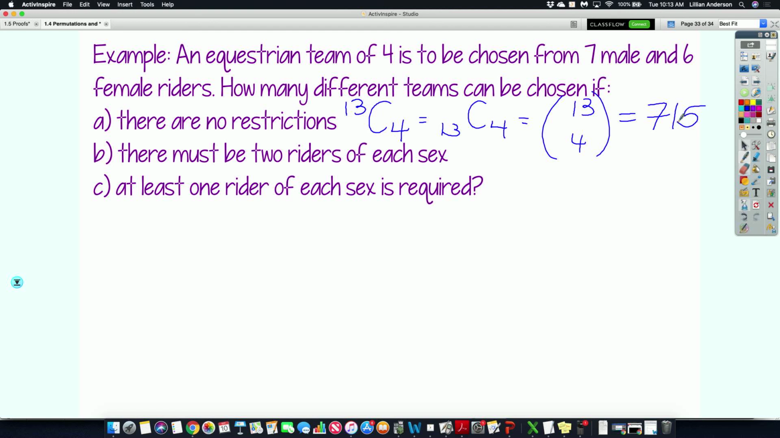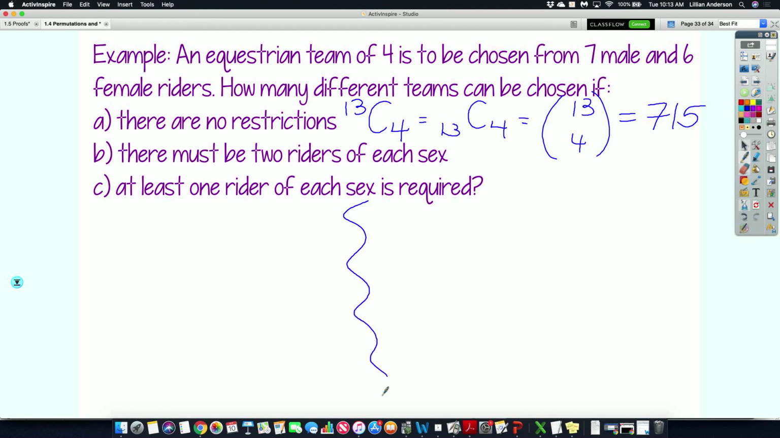that there must be 2 riders of each sex. So 2 males, 2 females. Okay? So for the men, how many men do we have? We have 7 men to choose how many? What about the females? To choose how many?